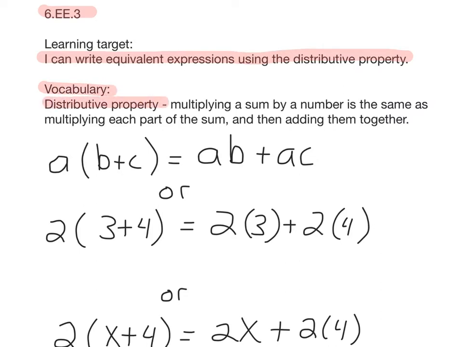So you can write this definition down, but it's not going to make sense. I would just write down the examples. The distributive property means multiplying a sum by a number is the same as multiplying each part of the sum and then adding them together. Here is what it looks like when you use variables to show the distributive property.